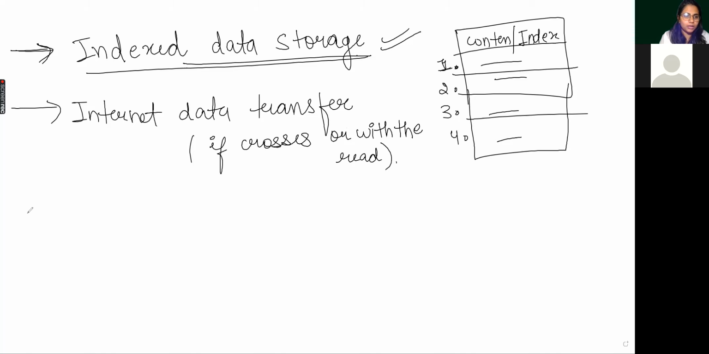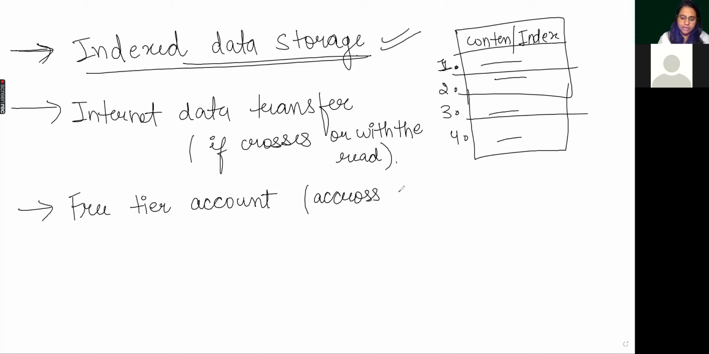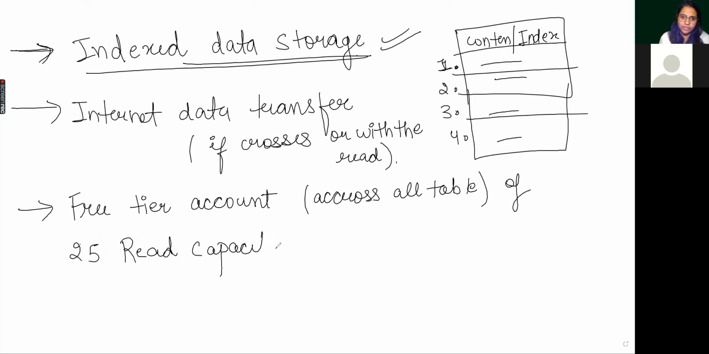If you're creating a free tier account, across all the tables means all the tables that you are creating are under the free tier account. So it provides 25 read capacity. They provide 25 free read capacity units to you.